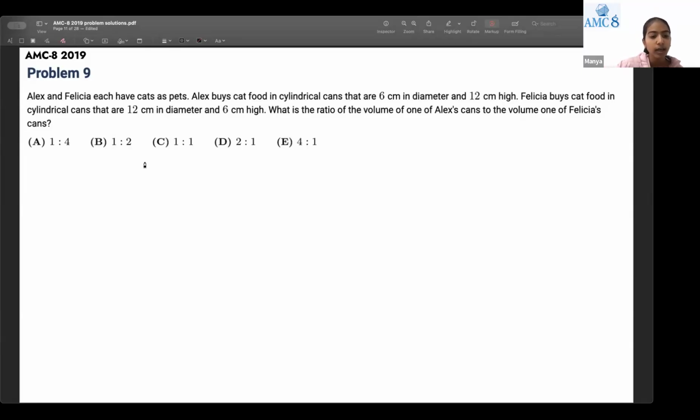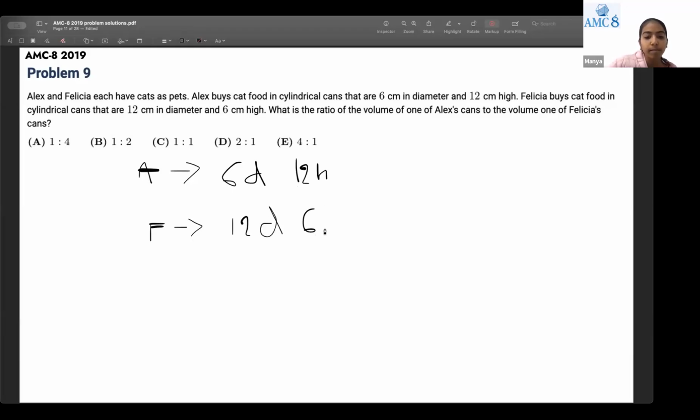So we can do A for Alex and F for Felicia. So A is equal to 6 centimeters in diameter, and then she has 12 centimeters high. So then we can do 12H. Felicia, on the other hand, has 12 centimeters in diameter, so 12D, and 6 centimeters high.